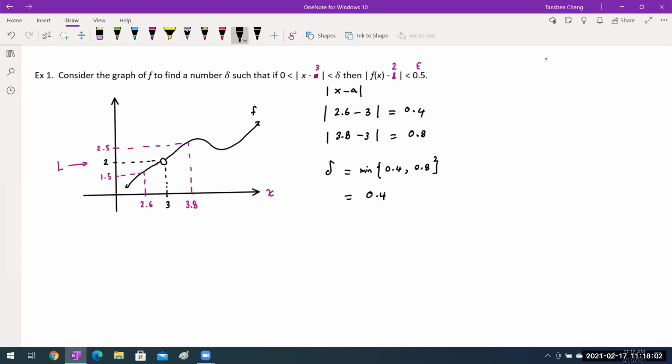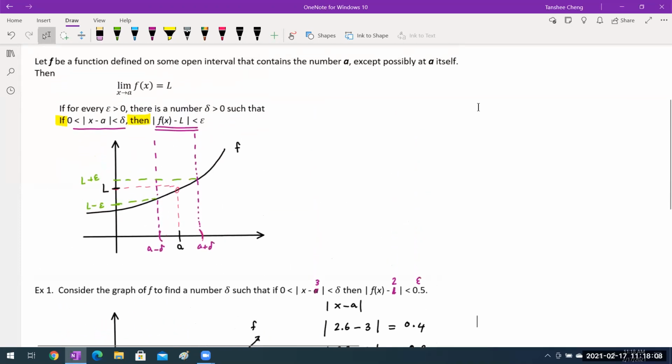So in general, right, that's something that we want to put in the notes right here. In general, once we find a delta, any delta that's smaller than that value will work. So as you can see right here, I've got a range from a minus delta to a plus delta. If I choose any x value that is within the interval, then it will always approach L for sure, if you look at this graph.